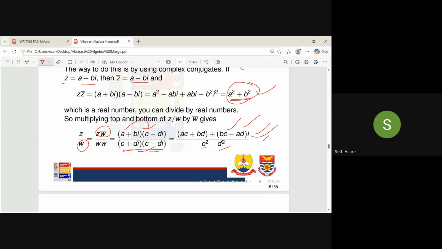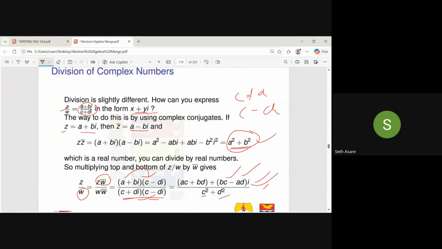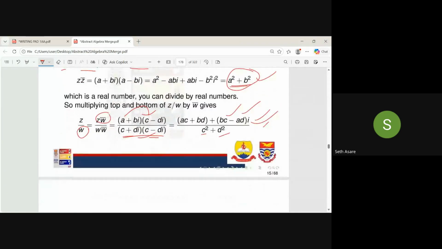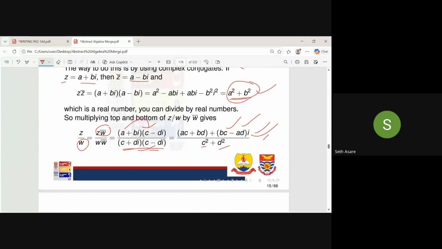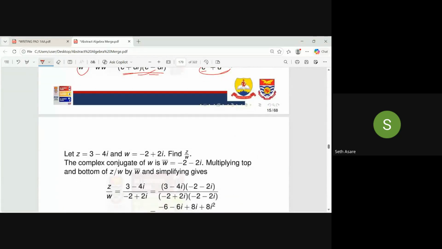Now, when we get here, are we done? We are asked to write it as the real part and the imaginary part. So let's try something here and see. This one will give us one thing, this one will also give us one thing, this one will give us one thing, and we divide here by the denominator, also divide here by the denominator, and we will be getting our answer.